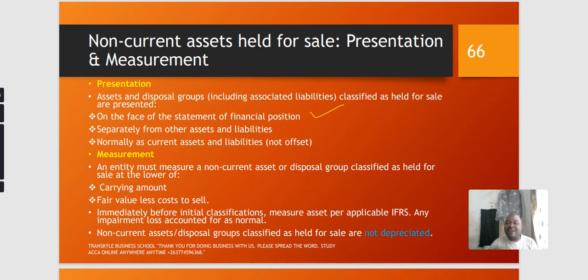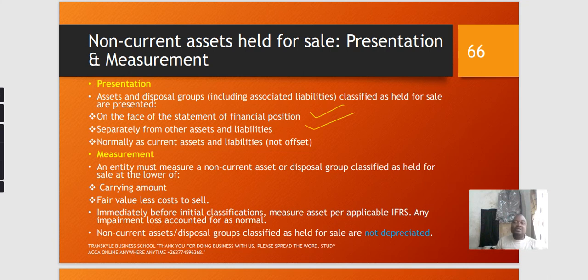There should be a line. They should appear as a line item, which is very visible. They should be very visible in the statement of financial position. They should be separately presented from other assets and liabilities. So, like I said, they should be clearly visible.